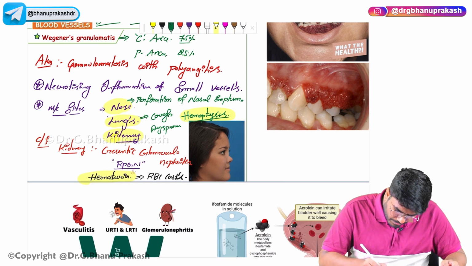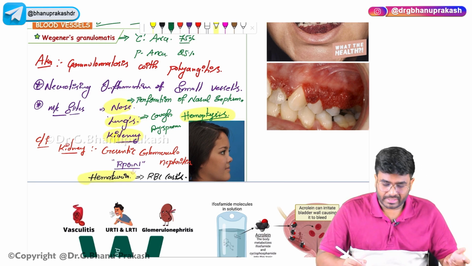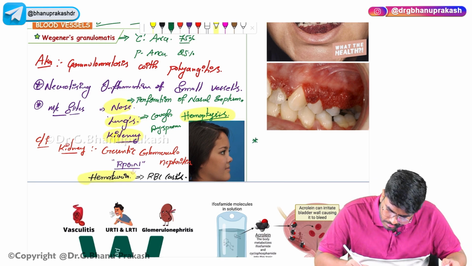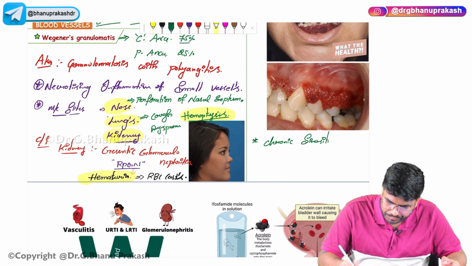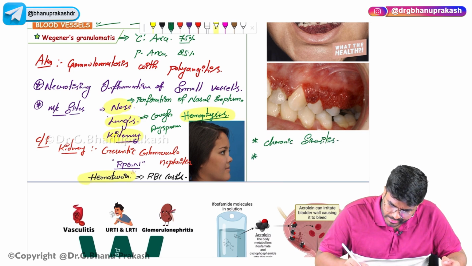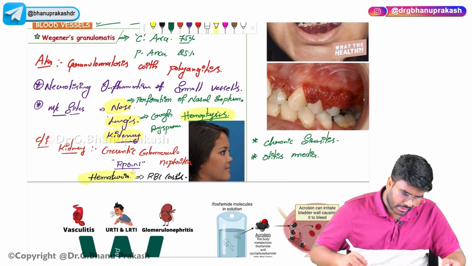Okay, let me write here the clinical features. These are the other clinical features. The patient can have chronic sinusitis. Okay, otitis media can be there. Inflammation of the middle ear cavity, otitis media, can be there. And what else can be there?